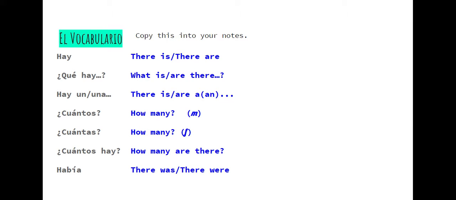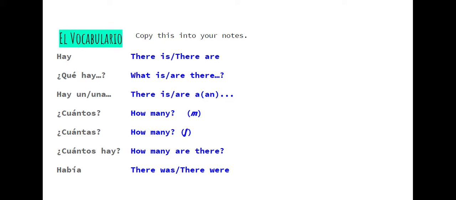So take a minute. Here is the vocabulary that we'll be talking about in this lesson. El vocabulario. Hay means there is or there are. You don't need a plural for it. It's singular and plural. Hay. Qué hay means what is there or what are there. I could say, ¿qué hay en tu mochila?, what is in your book bag. ¿Qué hay en tu pupitre?, what's on your desk, what's in your desk.